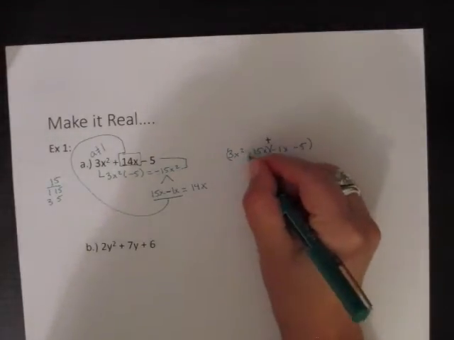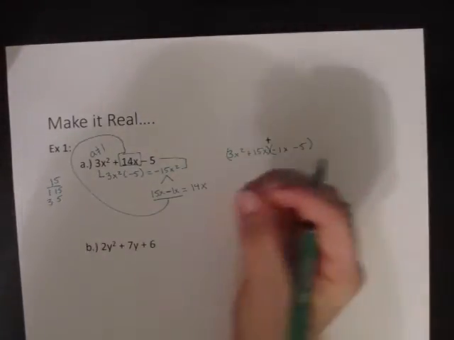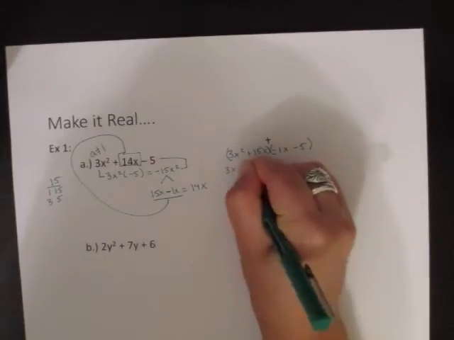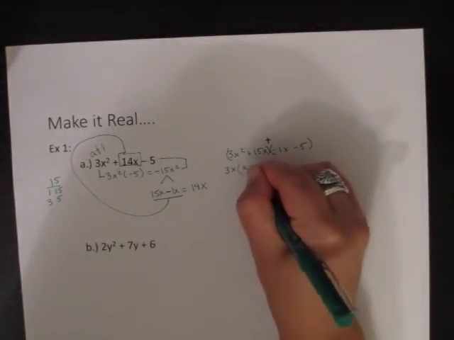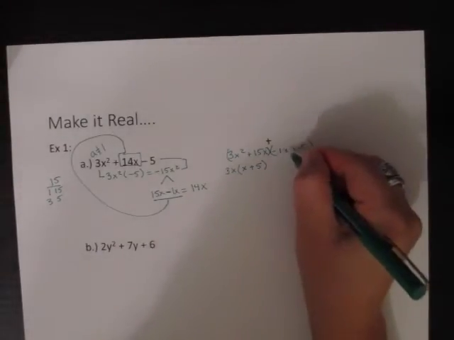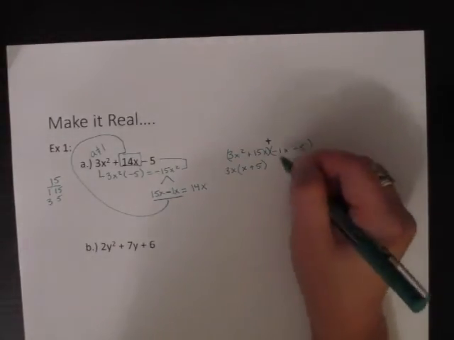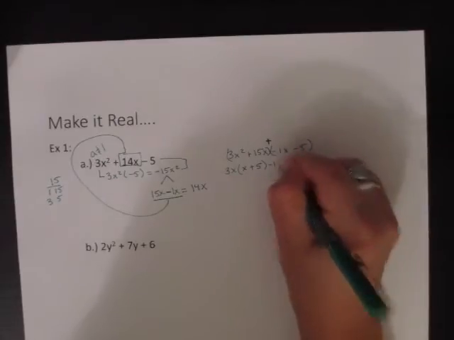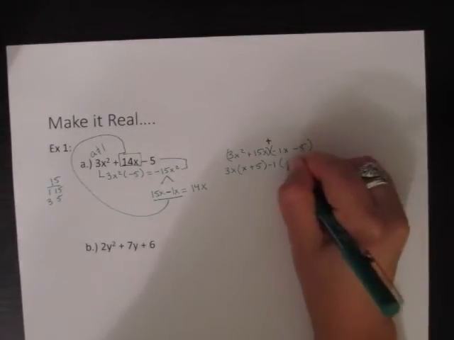So if I have 3x squared plus 15x, what I can pull out of that is 3x, and when I pull out 3x, I'm left with x plus 5. Now, I've got negative 1x minus 5. The only thing I can pull out of it is a negative 1, and I'll be left with x plus 5.